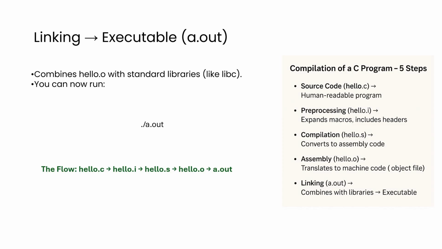So a C program does not jump directly from code to output. It travels these 5 steps: preprocessing, compilation, assembling, linking, and finally becomes an executable when you want to run it.